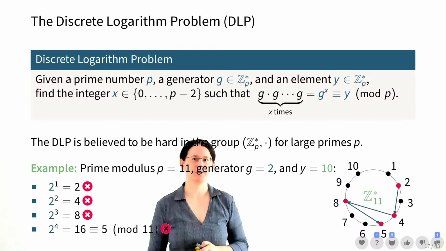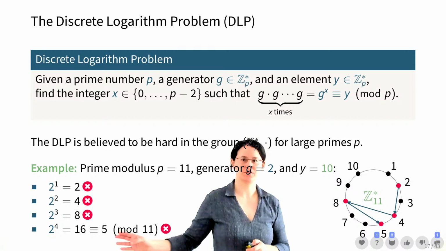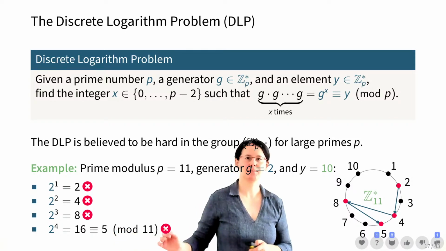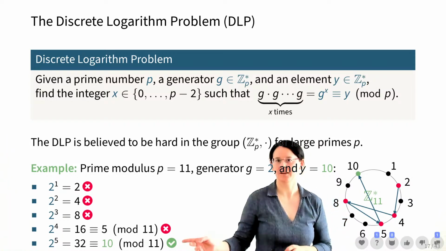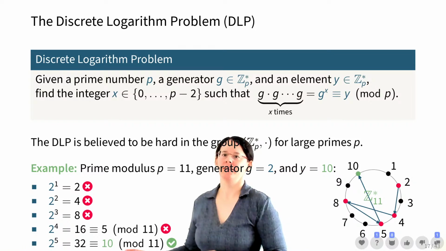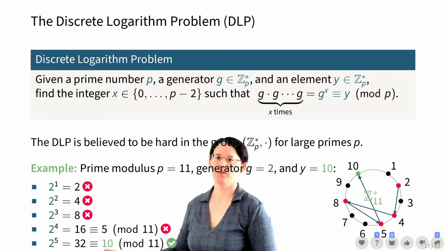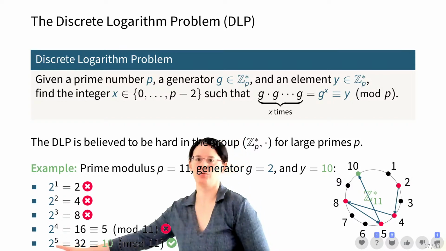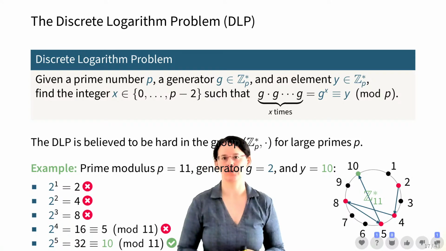So let's see. We know that after 4 steps, we already reached the 5. Still not the right answer, but very close, because one more step and we would actually reach the 10. So again, this means that the discrete logarithm of 10 to base 2 equals 5. So 5 is the discrete logarithm.